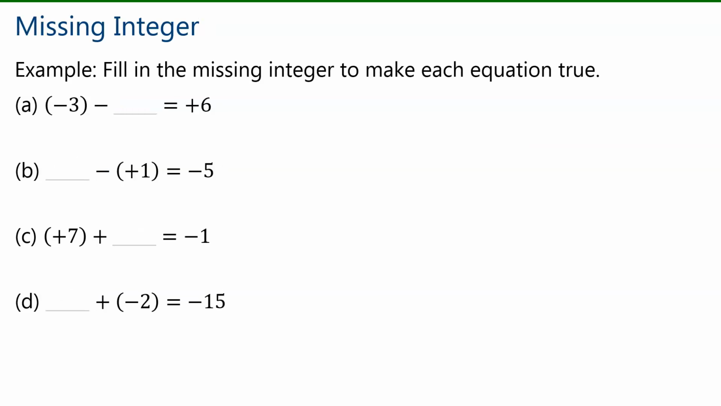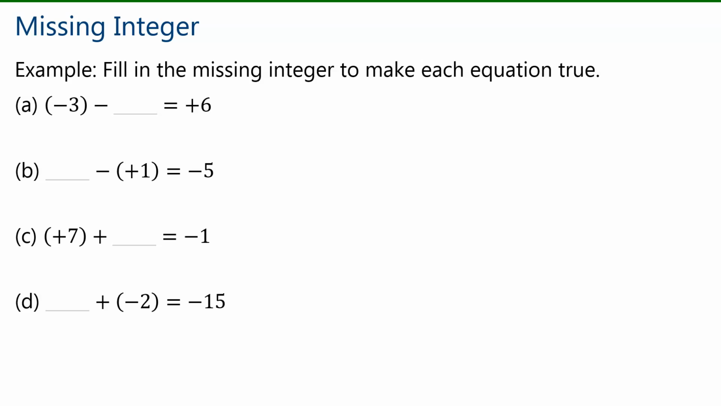So now we have one more example. In this case, we have to fill in the blank again, but not with the missing sign. We have to fill in the missing integer. So let's have a look at A. Negative 3 subtract some number is going to give us a positive 6.